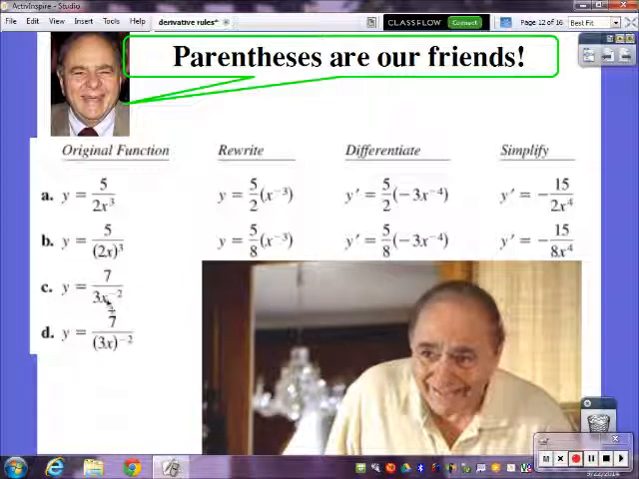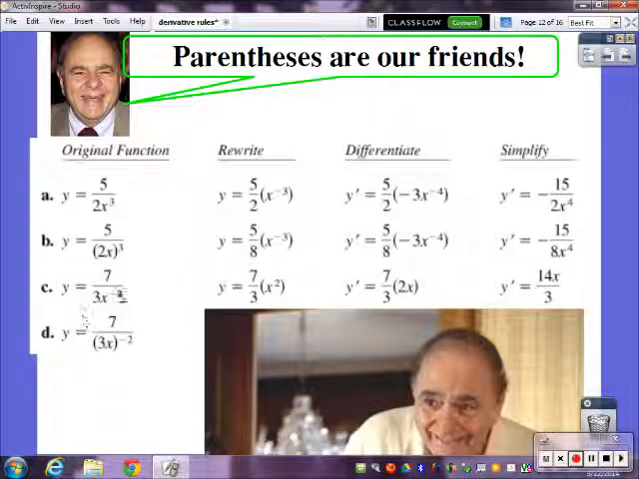For c, this x to the negative 2 should be pulled out as separate from the 7/3. And then remember, if it's a negative exponent in the denominator, you move it to the numerator and make it positive, like they did here. Take the derivative, multiply by 2, subtract 1 from the exponent of 2, and you get y prime equals 14x over 3, or 14/3 x.